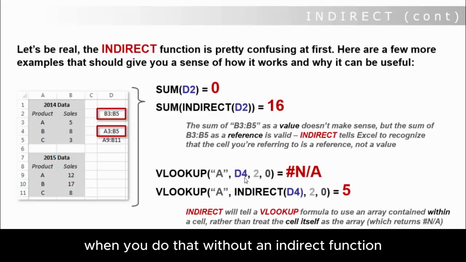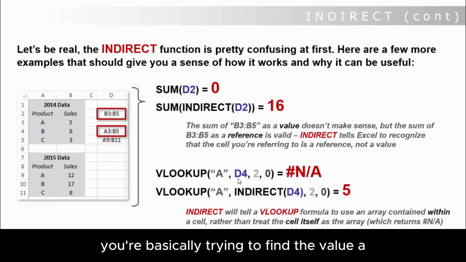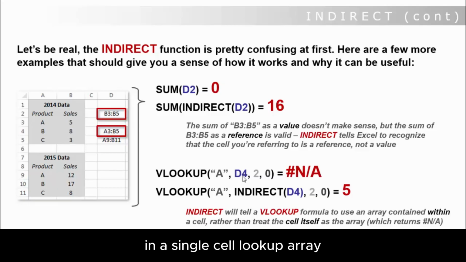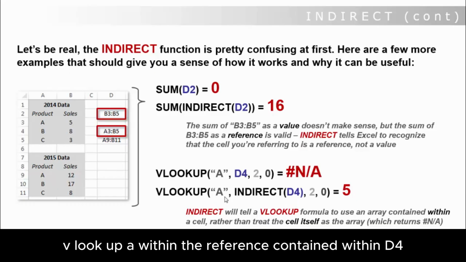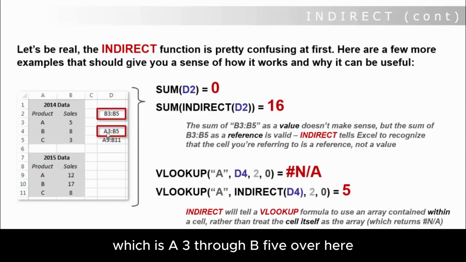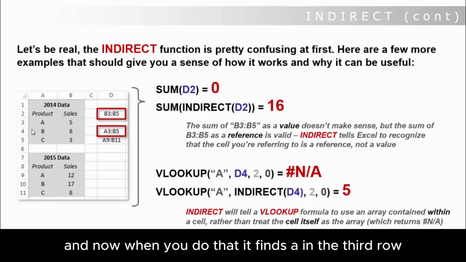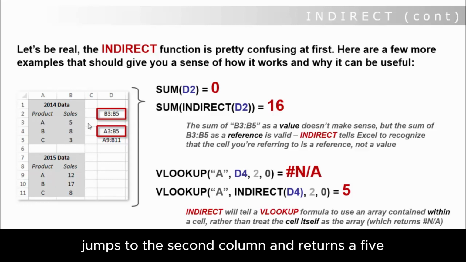When you do that without an indirect function, you're basically trying to find the value A in a single cell lookup array, which doesn't make any sense. So it's going to give us an NA error. When you integrate the indirect function immediately before that D4 reference, now we're saying VLOOKUP A within the reference contained within D4, which is A3 through B5 over here.